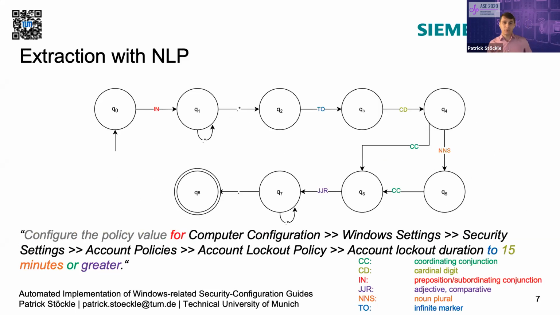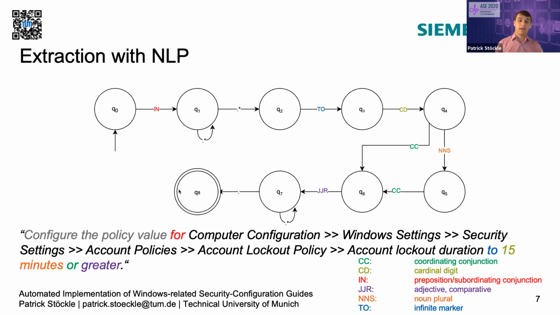And to make this more visual, I have here one of the rules from the previous slide as a non-deterministic state automaton. Here you can see this part of the sentence, before we get to this Q1, we can stay as long as we want in Q1 and Q2 until we finally go with 2 to Q3, with 15 to Q4, minutes to Q5, or to Q6, greater to Q7, and with the dot to the final state QA.